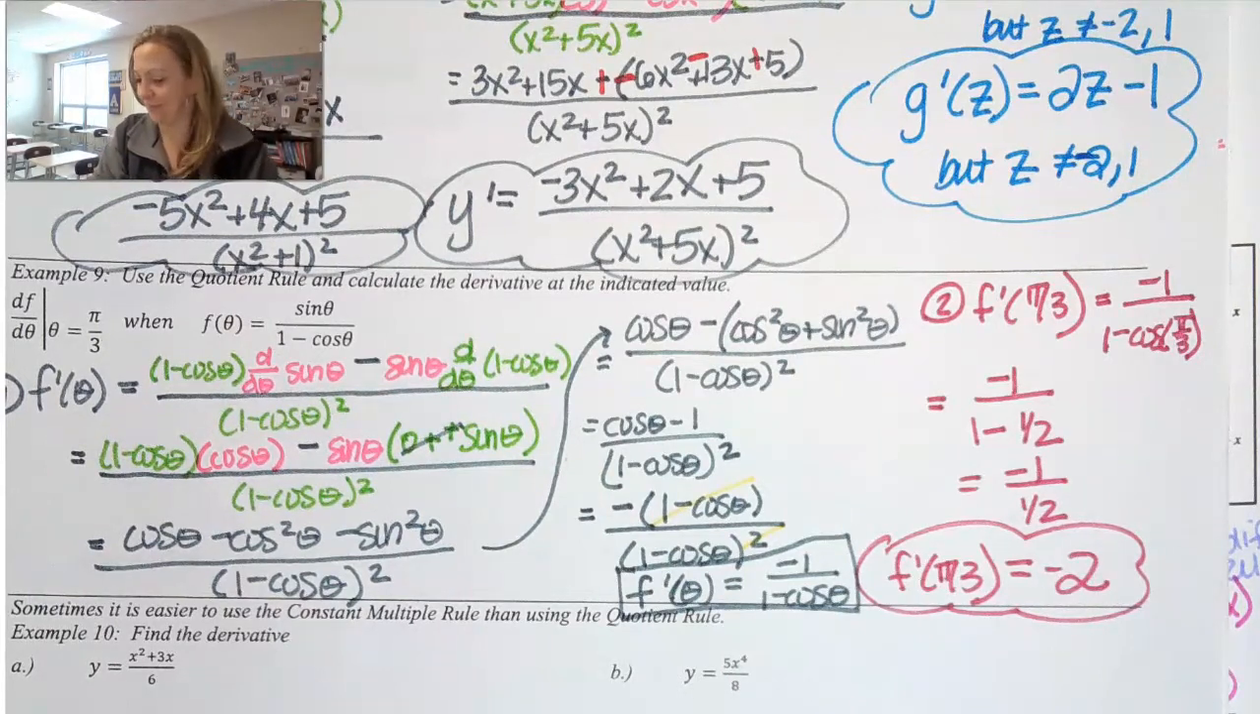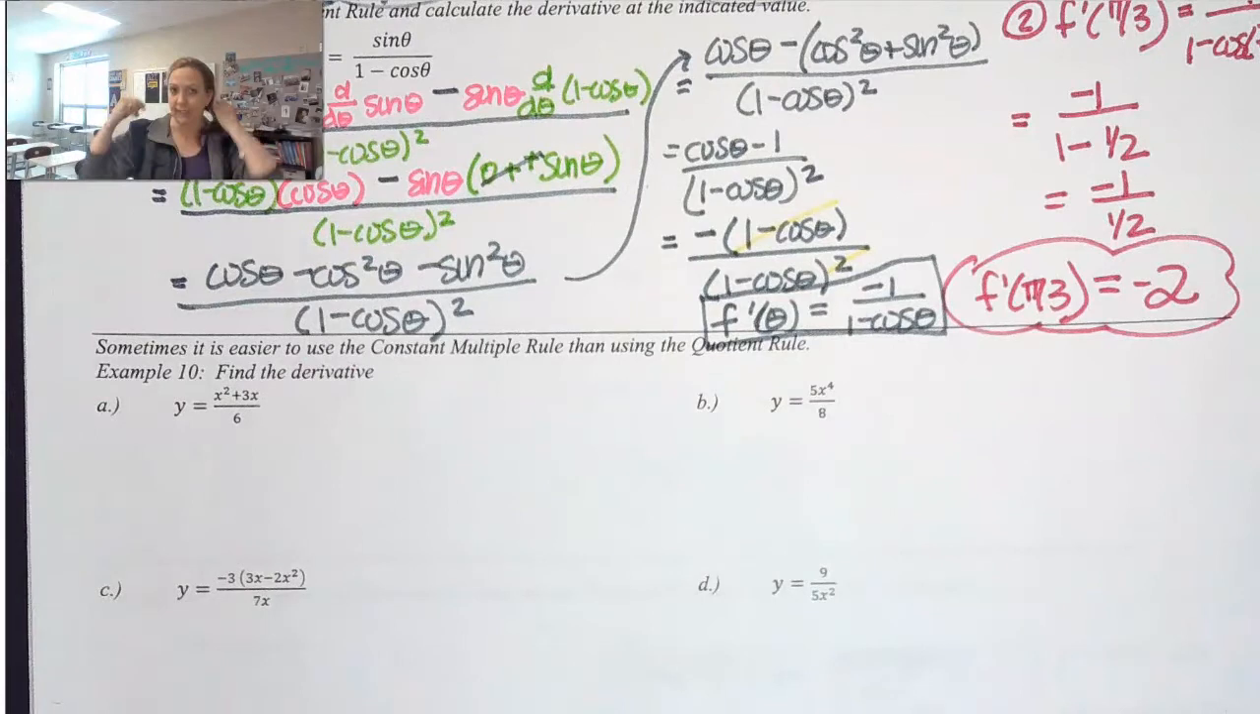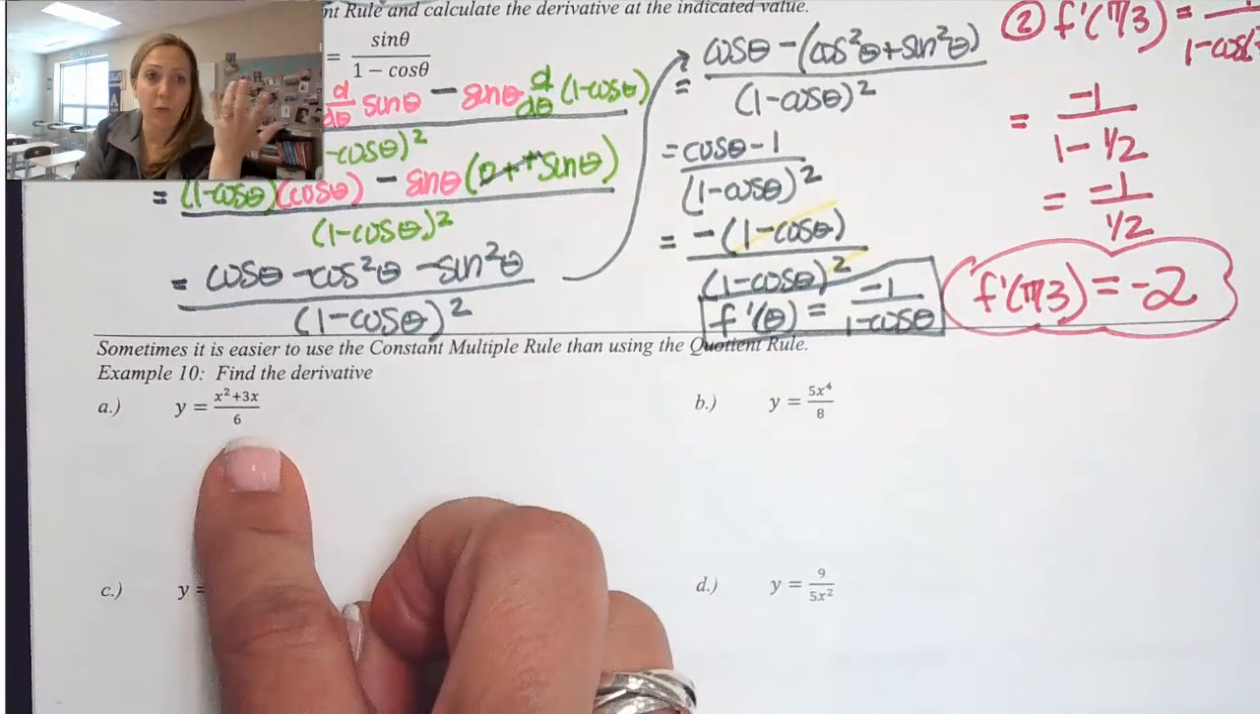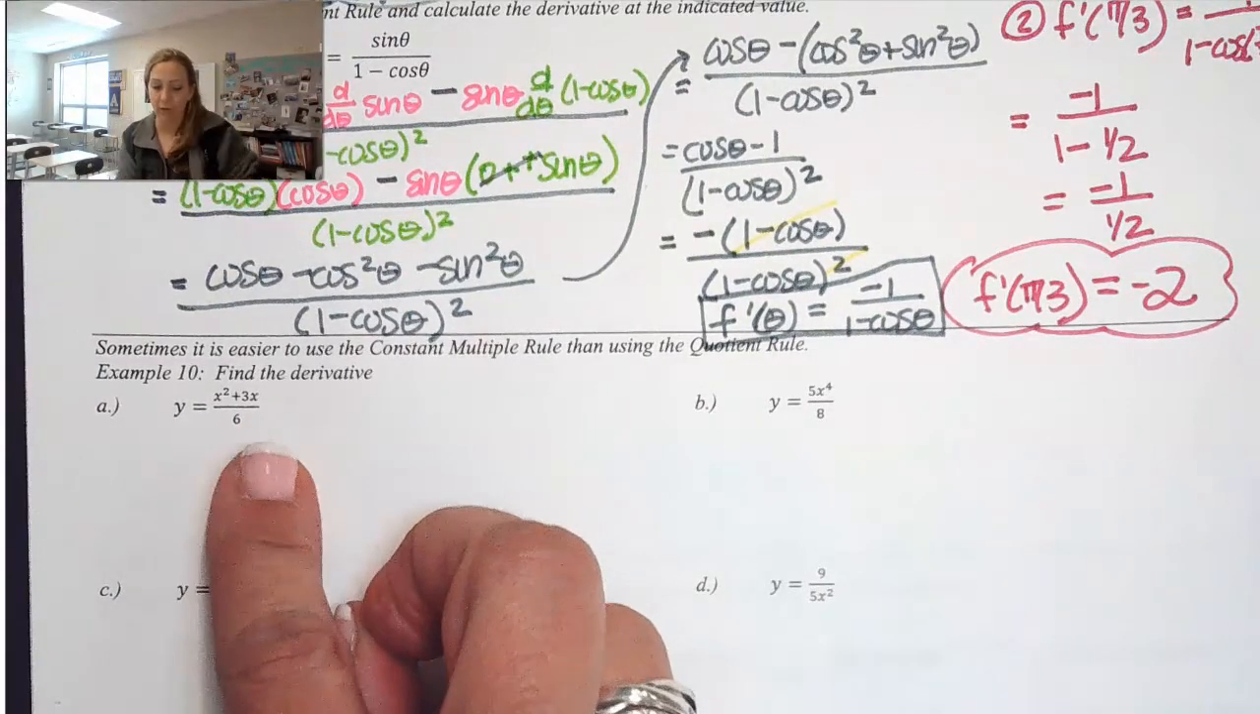All right. There are times that even when we see a quotient, we shouldn't use the quotient rule; we should use the constant multiple rule instead. Essentially, that's usually when you have one term in your denominator, like we see in example 10. When we find the derivative, you can use the quotient rule. It's just going to be way more work.